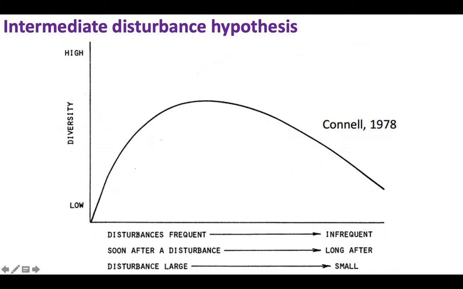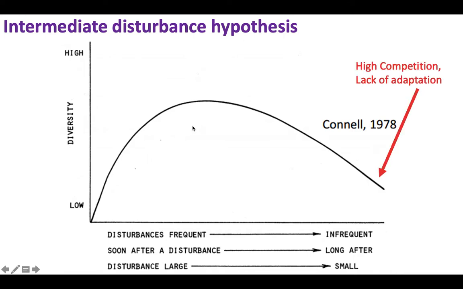So on the x-axis here, we've got the intensity, frequency, and size of the disturbances. On the left are disturbances that are very frequent. They happen all the time, and they're very large and very intense. And on the right, we've got disturbances that are less frequent, they're smaller, and they're less intense. On the y-axis, we've got biodiversity. And what we see is that in areas that have intermediate disturbances, oh, hey, look at the name. Intermediate frequency, intermediate size, and intensity of disturbances have the highest biodiversity.